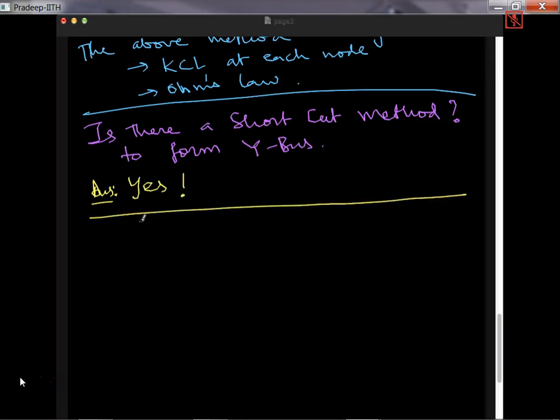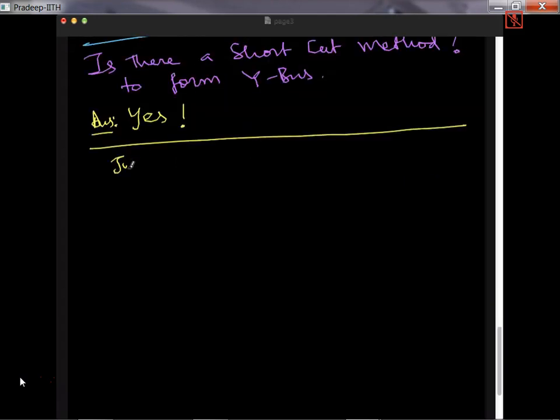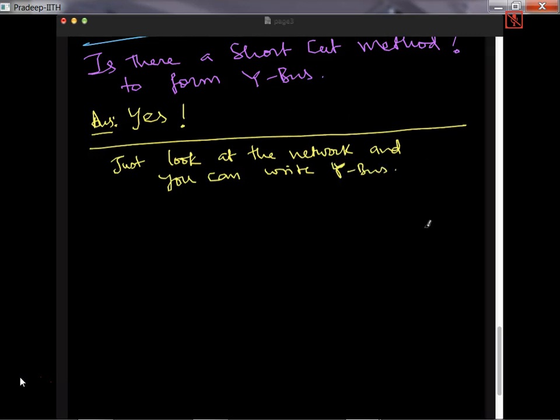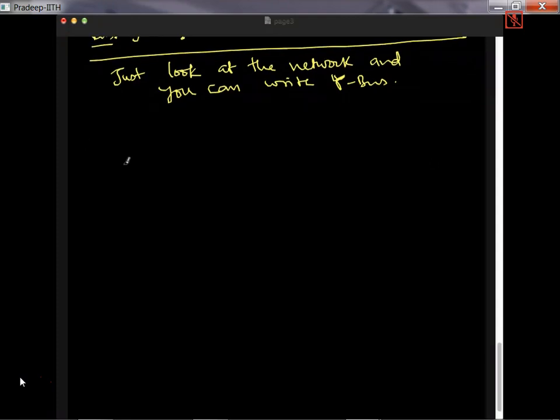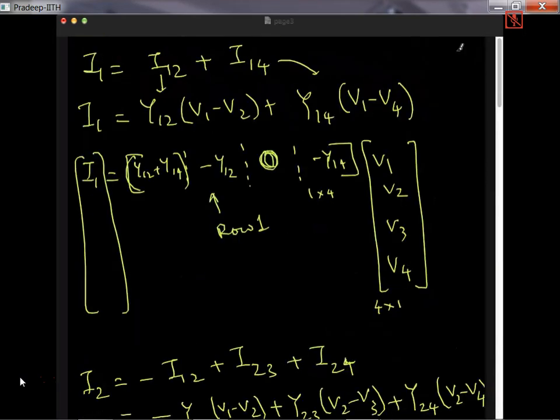So what you do is just look at the network and you can write Y bus. So look at this. Let me draw our network. Do you remember our network? If I go up, I think the network is on page 2. Let me copy this.